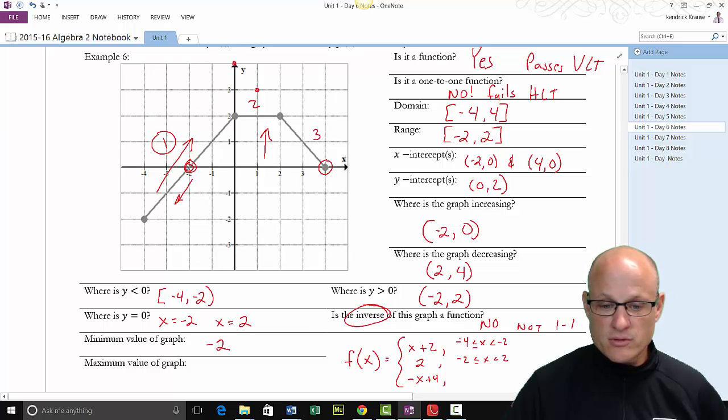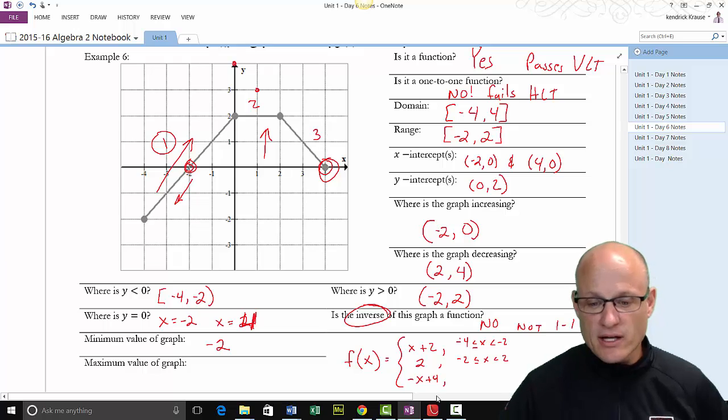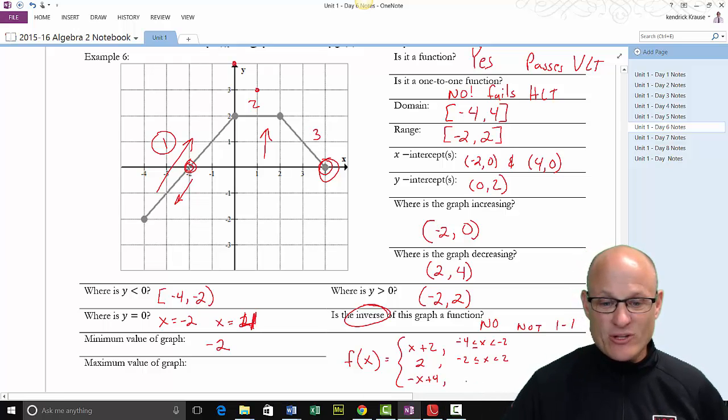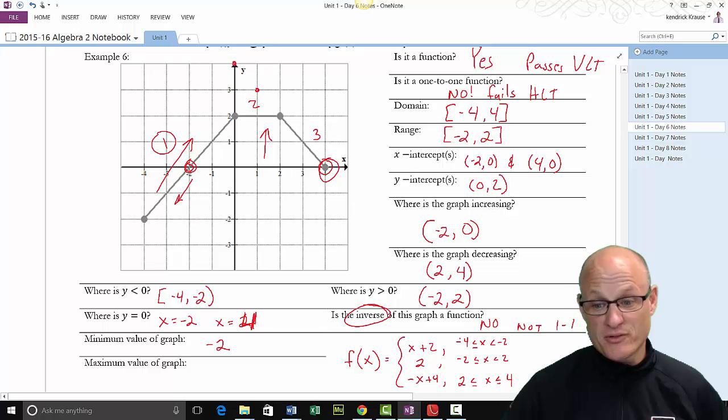Oh, by the way, this should be 4, not 2. Sorry. At x equals 4 is my other 0. Sorry about that. I'm glad I fixed that. And then it's equal to negative x plus 4, piece 3, from 2 less than or equal to x less than or equal to 4. And that's that one. The next one's going to have 4 pieces.